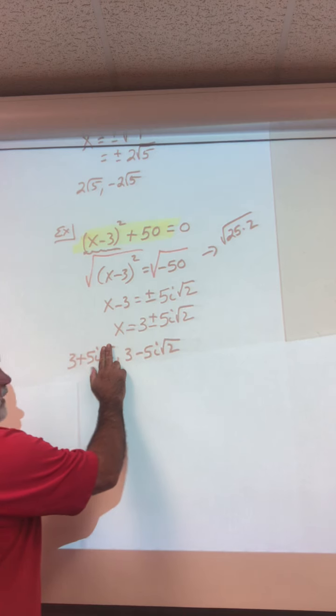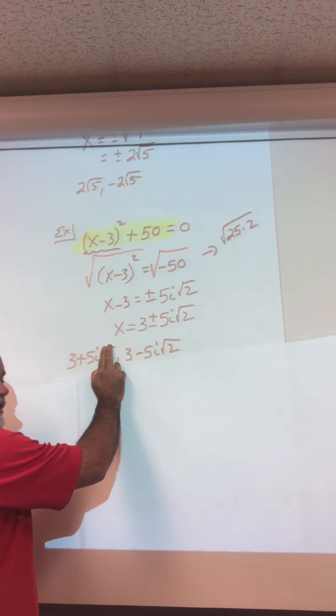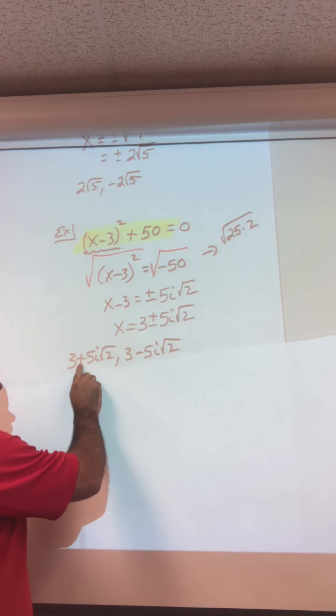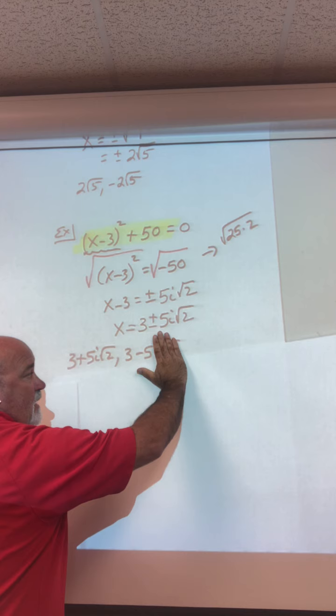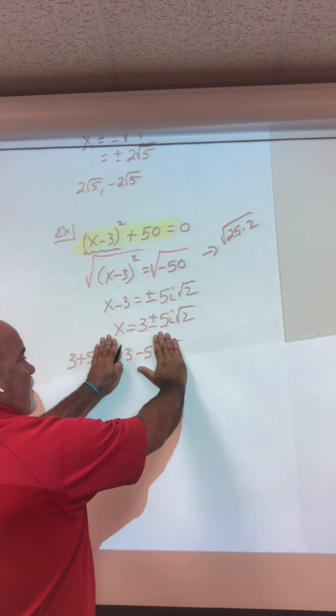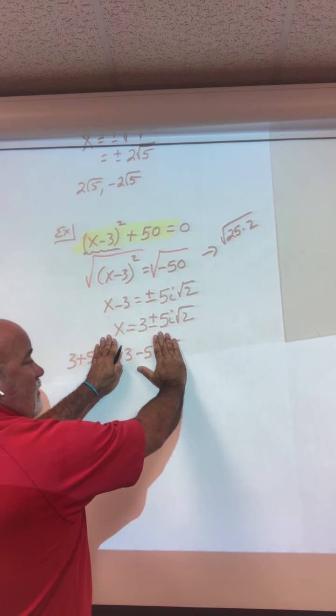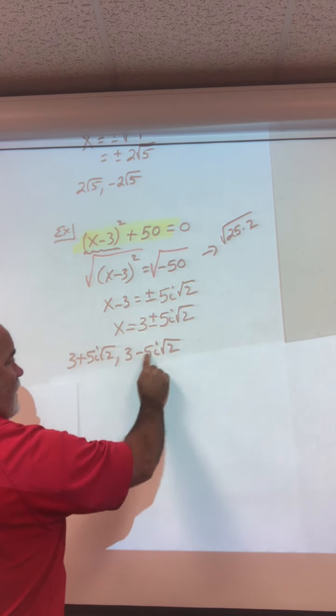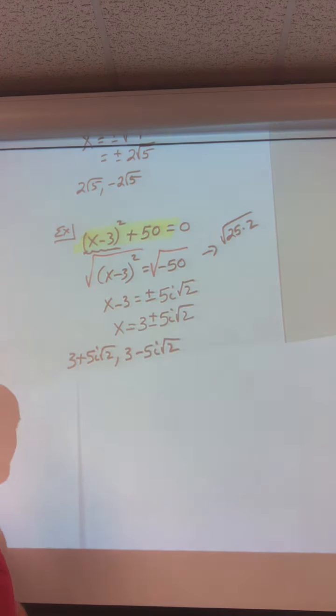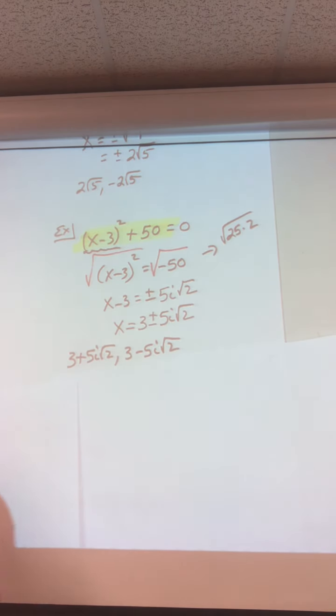You say, well, what if that square root wasn't there? Could you add them? Still can't add them. The only way you could add these two together is if that was just a number. Now, if it was 3 plus 5 and 3 minus 5, then yes. Because 3 plus 5 is 8 and 3 minus 5 is negative 2. But if this has an i or a radical with it, you can't add that number and that number together. They're unlike terms in that case.